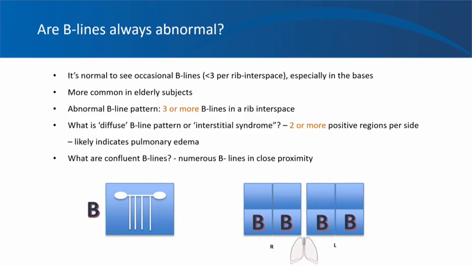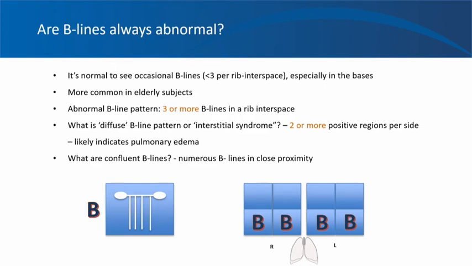And now what is diffuse B line pattern, also known as interstitial syndrome? It is 2 or more positive regions per side, and it likely indicates pulmonary edema. So this is one B line pattern. So if you have 2 or more positive regions like this per side, remember you are evaluating at least 4 zones on each side. So if you have at least 2 zones positive on each side, that represents diffuse B line pattern and most likely indicates pulmonary edema. And if you have a B line pattern in 3 zones here and none of the zones here, that's not considered diffuse B line pattern.